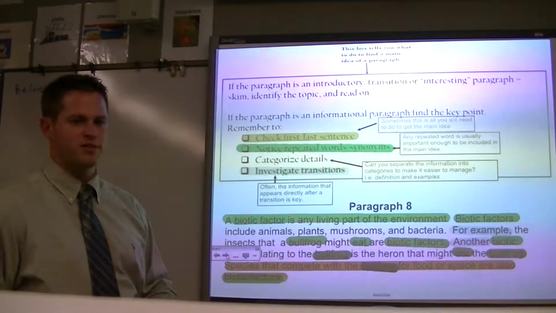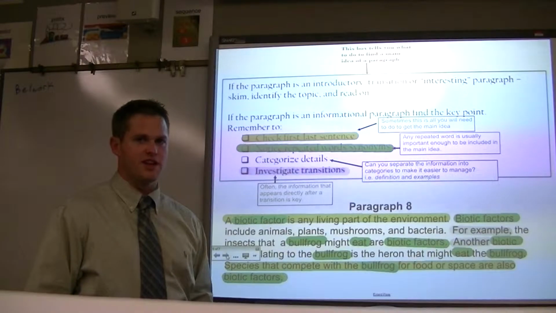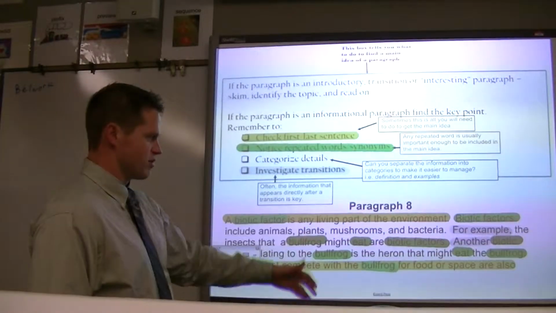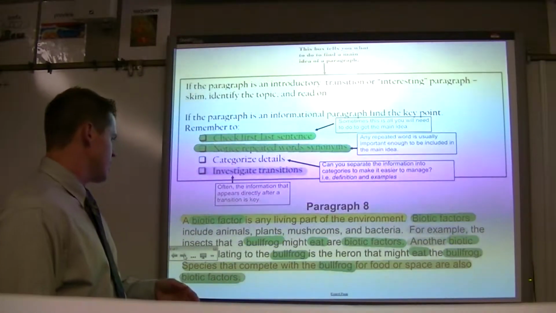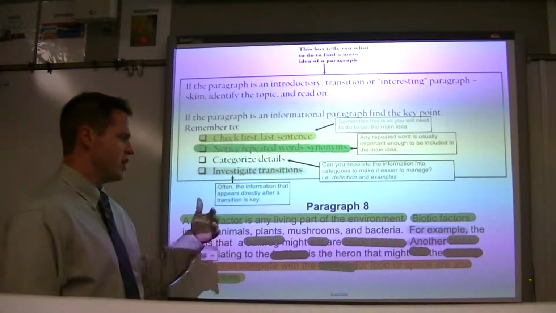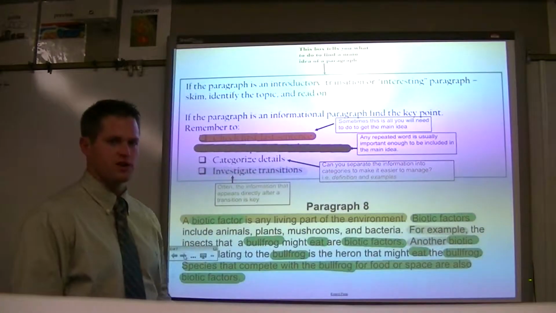The next step, if you still don't know the main idea, is to notice repeated words and synonyms. Any word that's repeated more than once is obviously key to that paragraph. So here I've got several repeated words such as biotic factors, bullfrog, eat, and that looks like it. All right, so in my summary of this paragraph, I would want to include all those words.